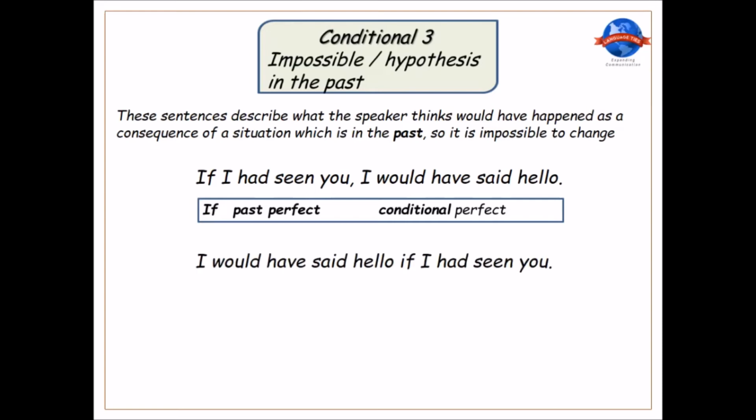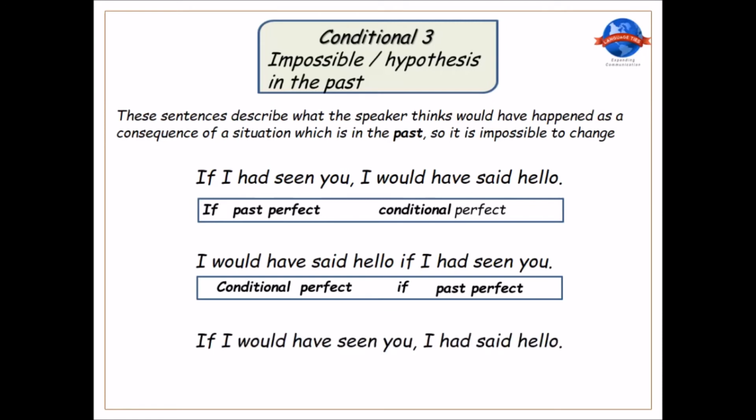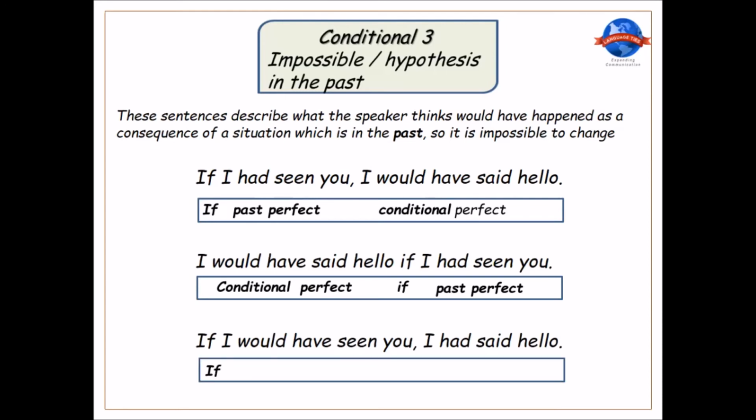We can also have, I would have said hello if I had seen you. Conditional perfect in the main clause, if past perfect. But we cannot have, if I would have seen you, I had said hello. If conditional perfect, past perfect in the main clause. This is not possible. And again, if we want to change the order, we don't want to start with if, we can do it, but we must always respect the order of the tenses.